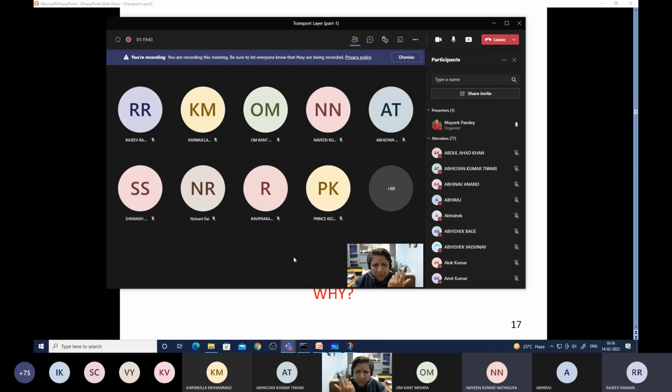You can go through the internet and see the things. Why do we need to include these fields known as the pseudo header when we are calculating the checksum in UDP or TCP? That's the question.